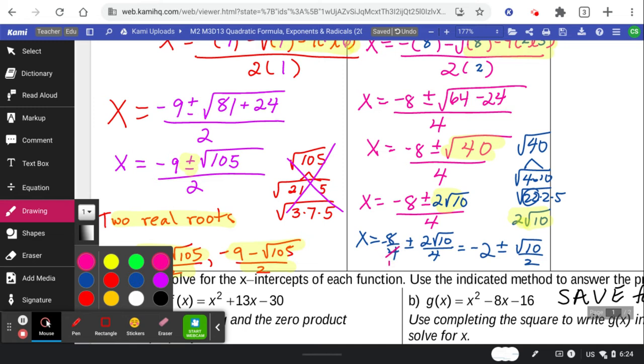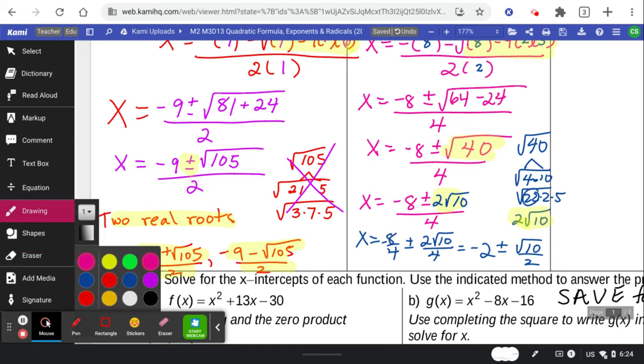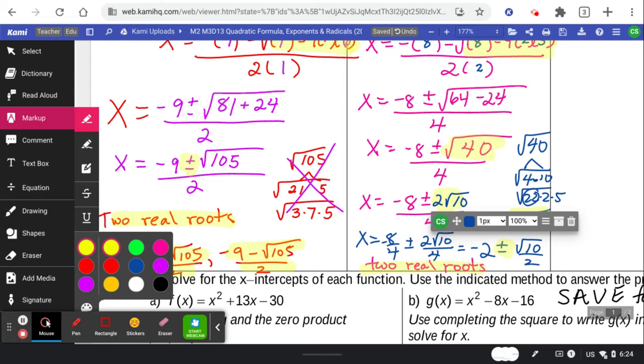Because 4 goes into 4 once, 4 goes into 8 twice. 2 goes into 2 once, 2 goes into 4 2 times. And so there's my final answer. And just so we're clear, what did we just get? We got 2 real roots, because this plus or minus means that technically we have 2 answers.